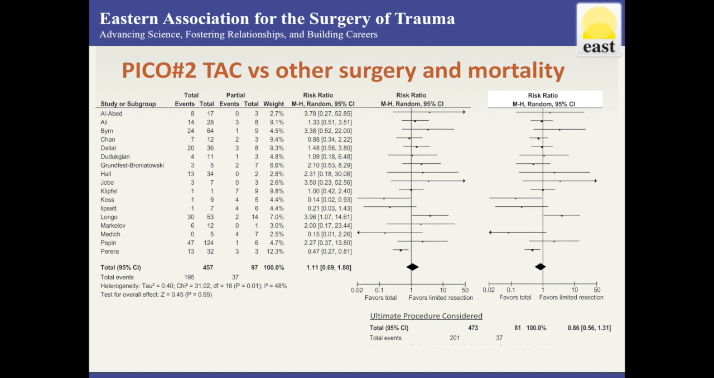17 studies had enough data to perform meta-analysis between outcomes of total abdominal colectomy and segmental or no resection or ostomy. When looking at the primary surgery, relative risk was worse, 1.11 for total abdominal colectomy, but this changes to favoring total abdominal colectomy, 0.86, when considering the final procedure performed, and that is why there are two forest plots that you see on the slide.